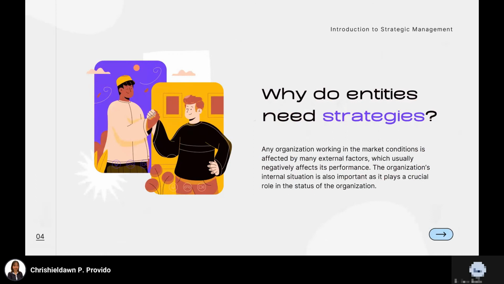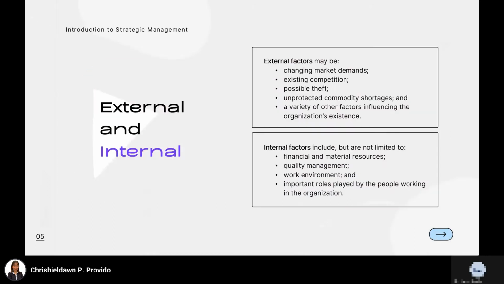Why do entities need to strategize? Any organization working in the market conditions is affected by many external factors. These factors usually negatively affect its performance. External factors may include changing market demands, existing competition, possible theft, unprotected commodity shortages, and a variety of other factors influencing the organization's existence. The organization's internal situation is as well important. It plays a crucial role in the status of the organization.